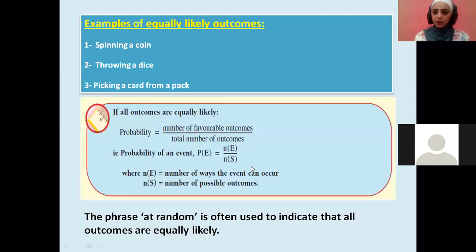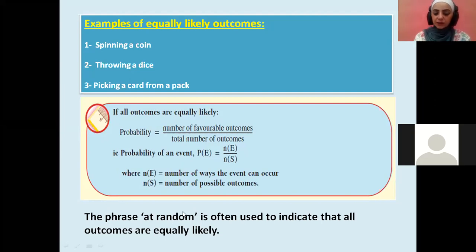Now, this is the general rule or formula to write the probability. If all outcomes are equally likely, we can use this rule, which says the probability of an event, probability of E, the event that you want to find, equals the number of favorable outcomes, which is the number of outcomes that the question wants you to find, over the total number of outcomes.